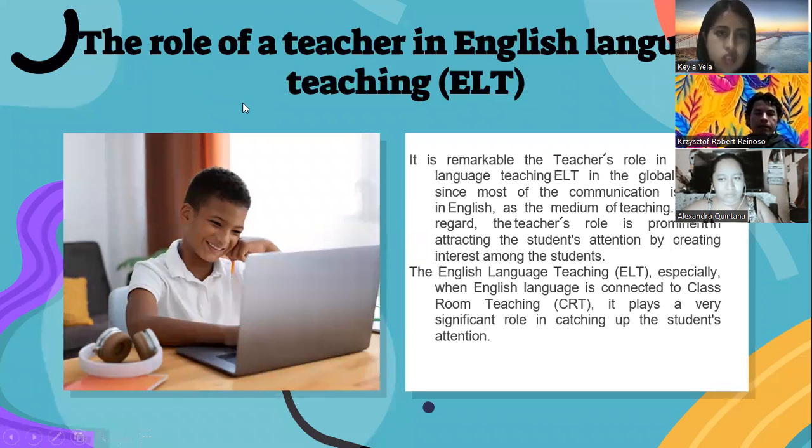I am going to talk about the role of teaching English. It remakes the teacher's role in English language learning in the global world, since most of the communication is done in English as a medium of teaching. In this regard, the teacher's role is capturing the students' attention by creating interest among the students. English language teaching, or ELT, especially when connected to classroom teaching, plays a very significant role in catching the students' attention.